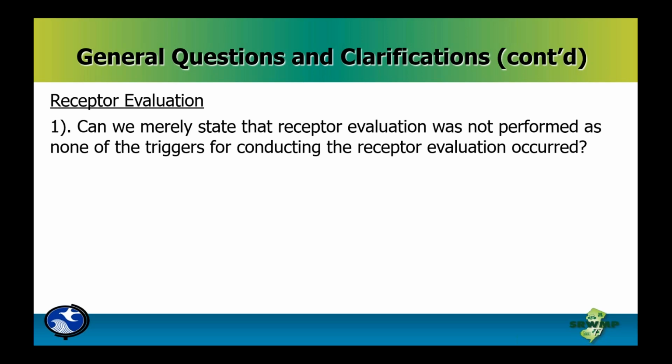Any other ones on that? All right. Receptor evaluations. This is now something that needs to be added into our reports. If the receptor evaluation was not performed, can we just merely state this? And the answer to that is yes. So you probably just need to add a section into your RARs that says receptor evaluation, and you say we didn't meet any of the three triggers, so we don't need the receptor evaluation.